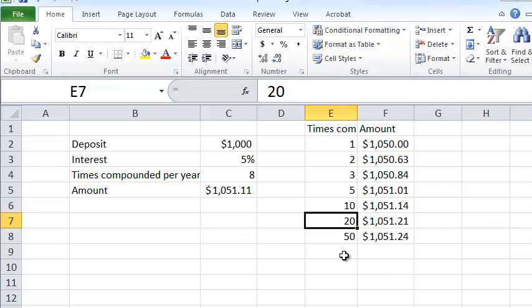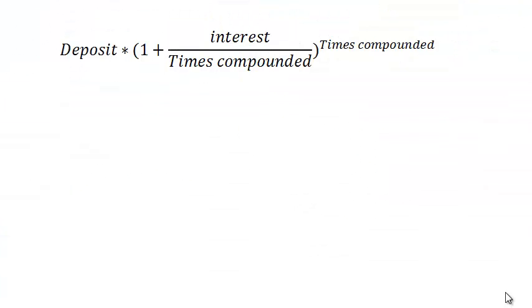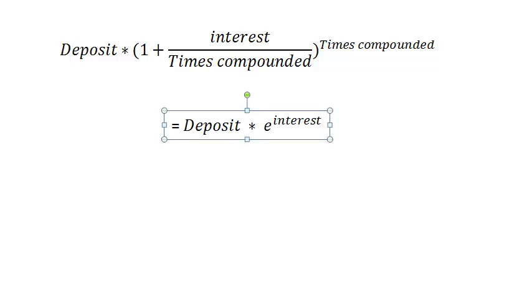Now what happens at the extreme when there is continuous compounding, which brings us to the focus of this particular screencast. When you compound it continuously, then in the limit the value tends to e raised to the power of the interest, where e is the exponential number 2.718.